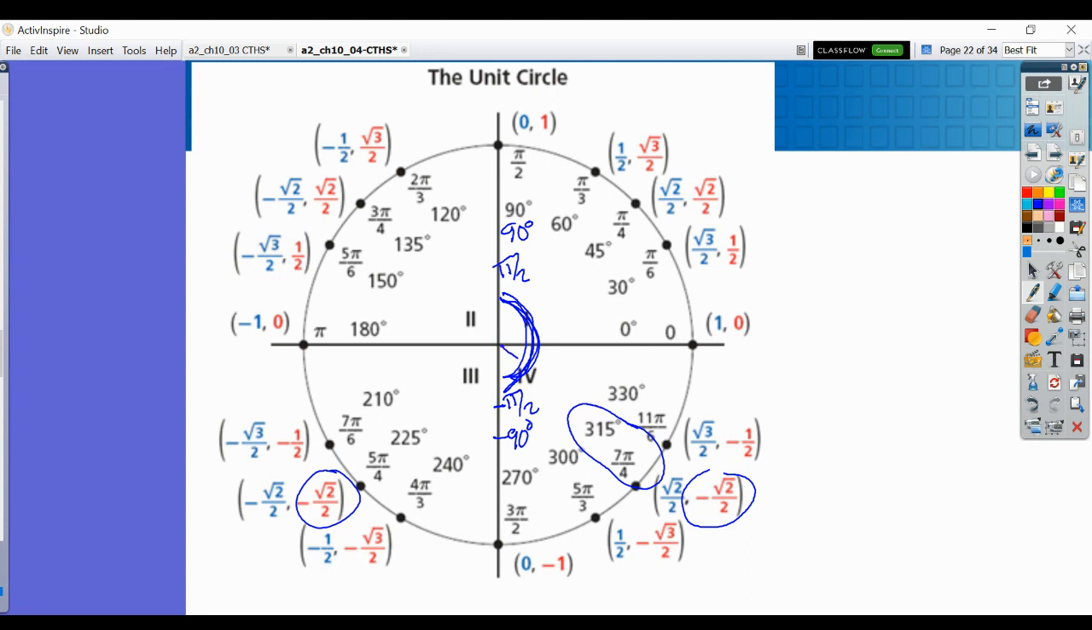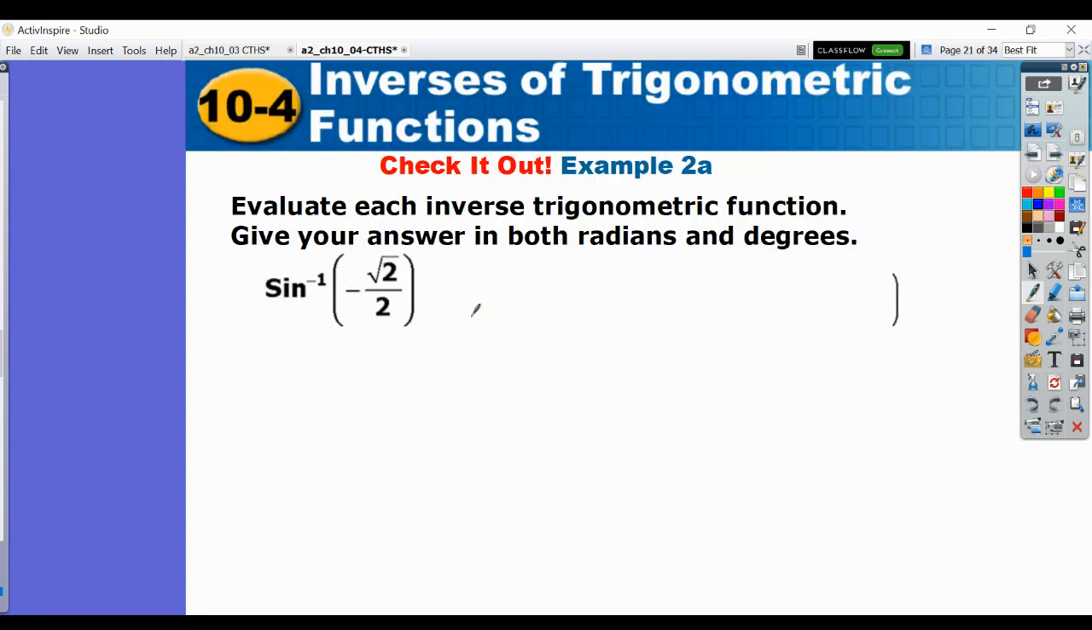So what I need to do is rename this angle with its negative angle. So this would be negative 45 degrees or negative pi over 4. Same as this one, but just drop down negative. So my answer to this problem is negative pi over 4 or negative 45 degrees. All right.